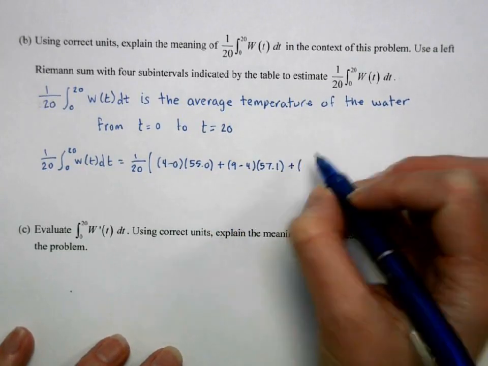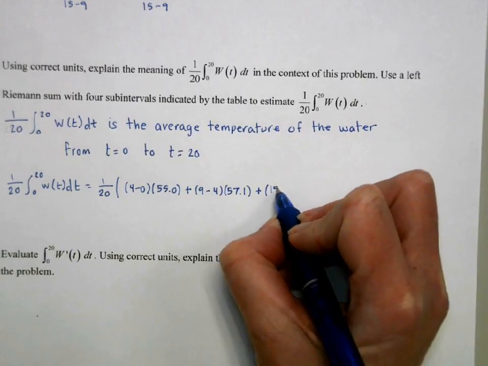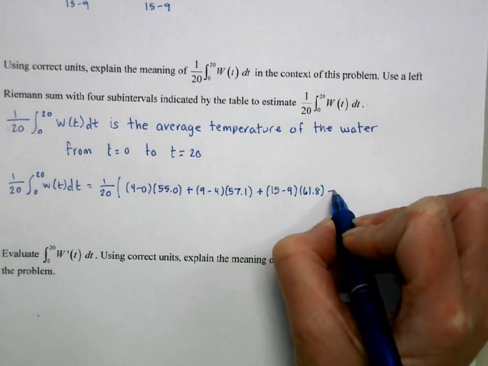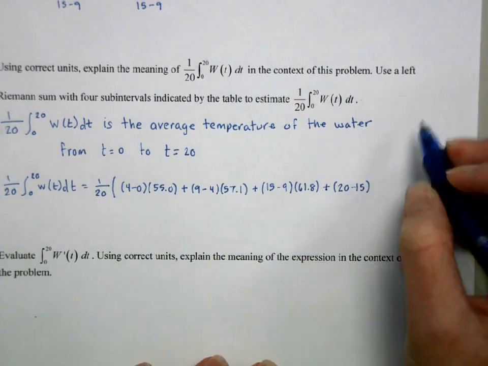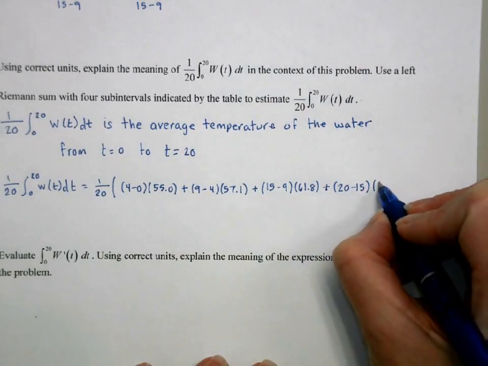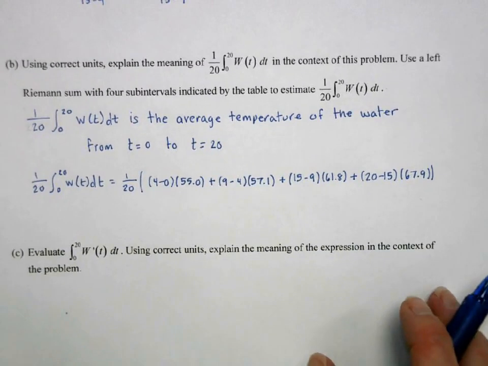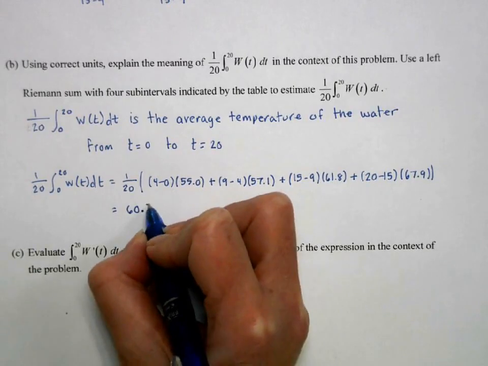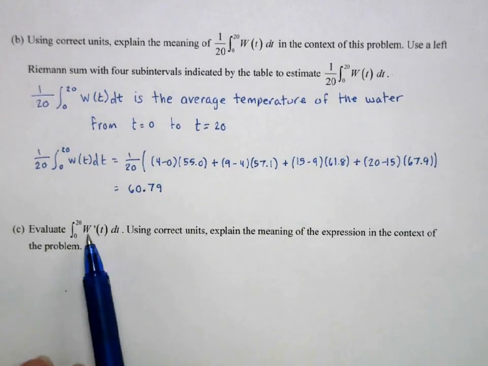Okay, next one from my table is 15 minus 9, and we're evaluating 61.8. And then we have 20 minus 15, and the left side there is 67.9. Again, you can leave it just like this. If you do type it in the calculator, you're going to get 60.79.